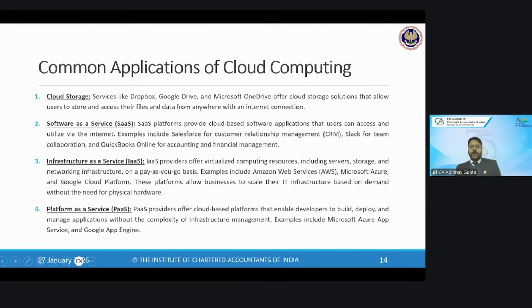Okay, what are the common applications of cloud computing? So cloud storage is one, where we are storing our data on the cloud, without having the hard disk ourselves.